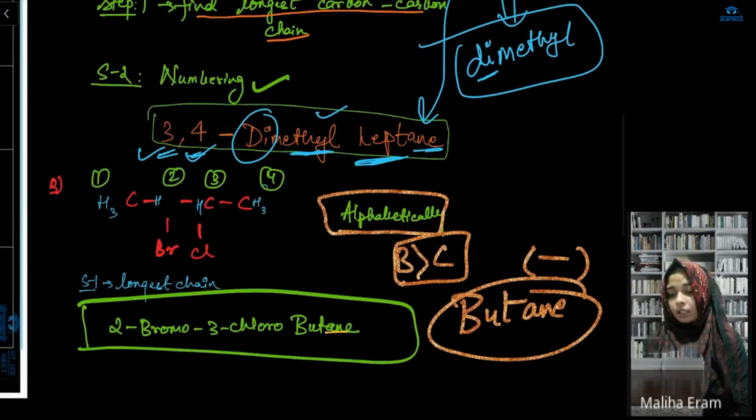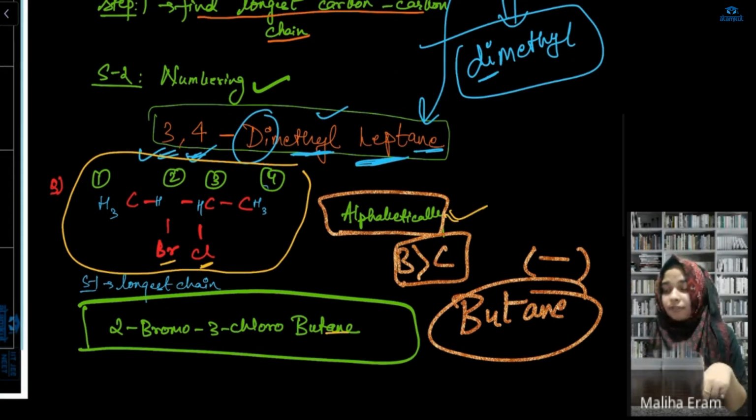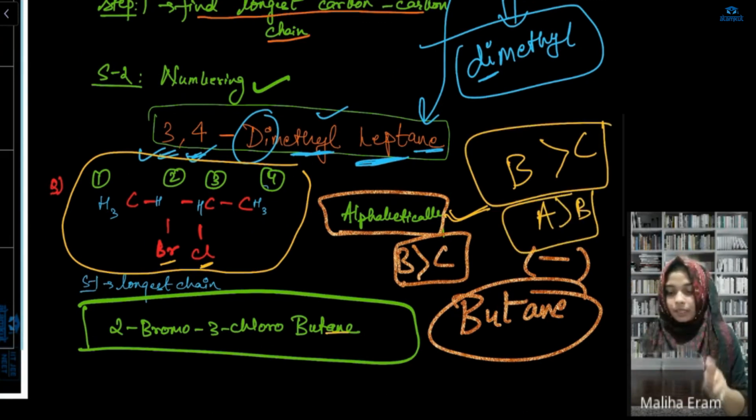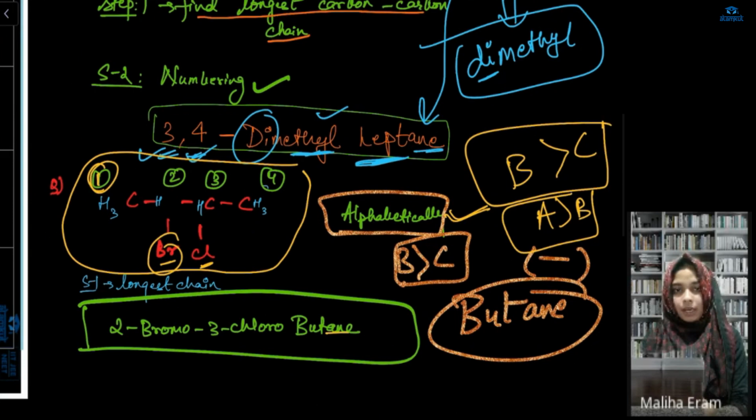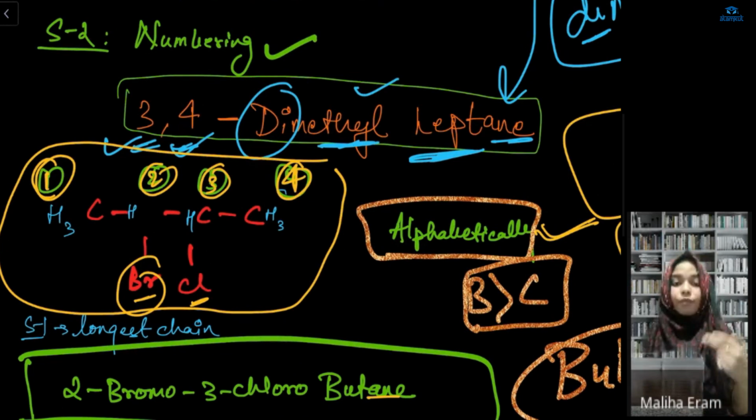Next, now here, this is your, let's say, question. Here, what will you do? Bromo and chloro. Now you will be confused about where to start numbering, from the left side or from the right side. Then in this question, you have to go alphabetically. Like B will be more prioritized than C. If A was there, then A will be more prioritized than B. So here B is more prioritized than C. So we will start numbering from here. 1, 2, 3, and 4. Why? Because we have to give more priority to B than C.